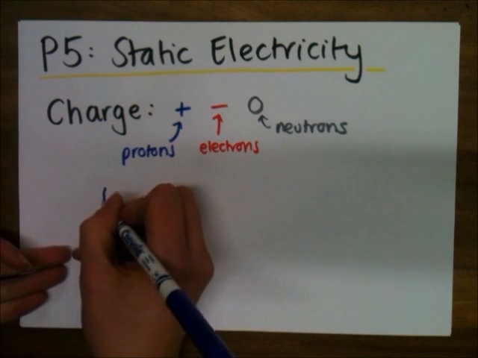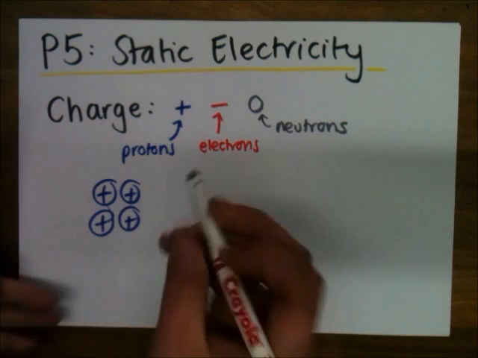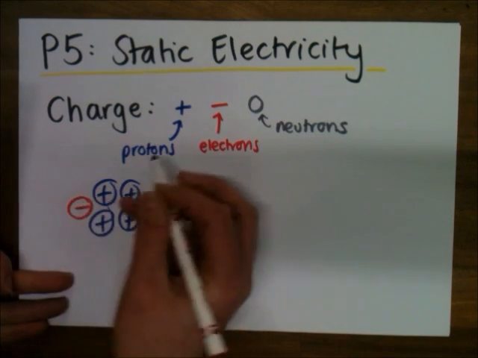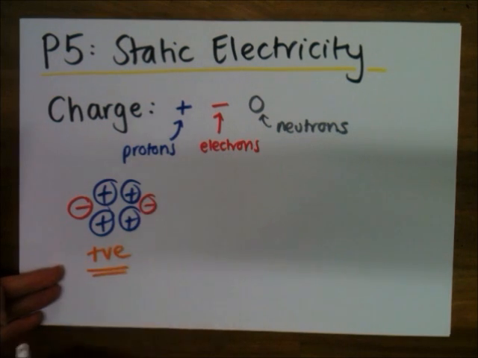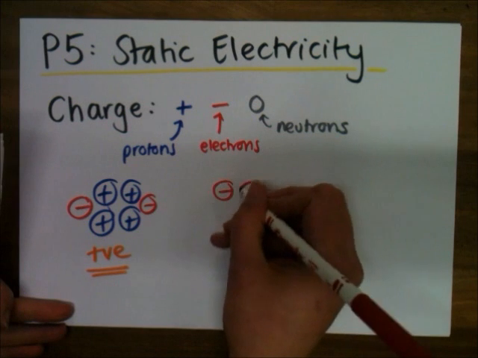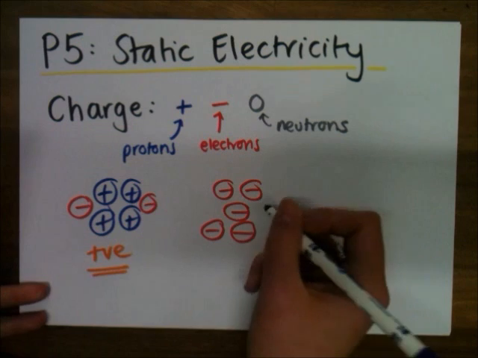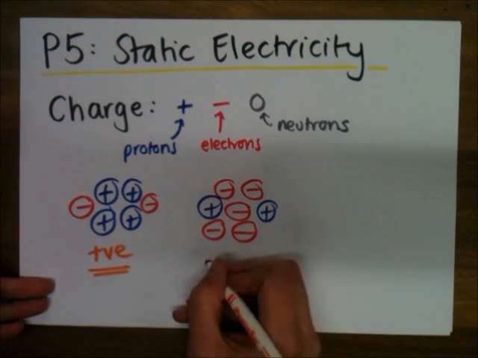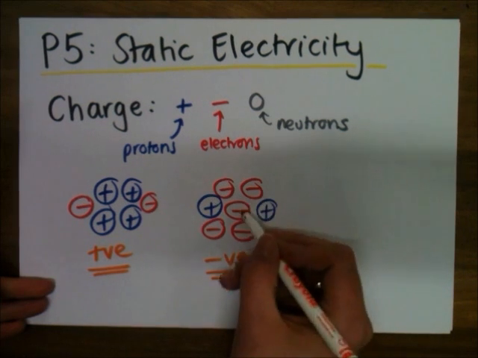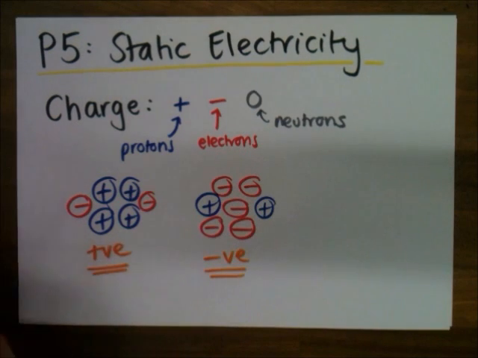So something that's got lots and lots of protons and only a couple of electrons, like this, is overall positive. And that's how you can sometimes write it, because it's got more positive charges than negative charges. Something that's got lots of negative charges and only a couple of positive charges, so I'm sure you can see where this is going, is called negative. Because overall, it's got more negative charges. These two cancel each other out, these two cancel each other out, but there are 3 extra negative charges.